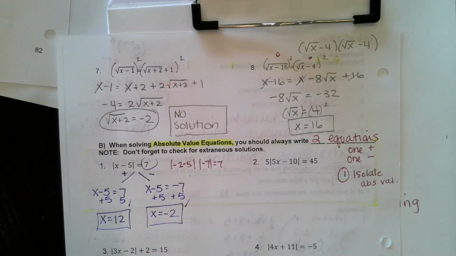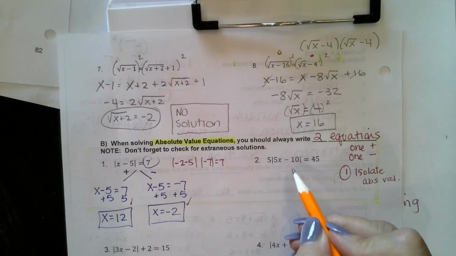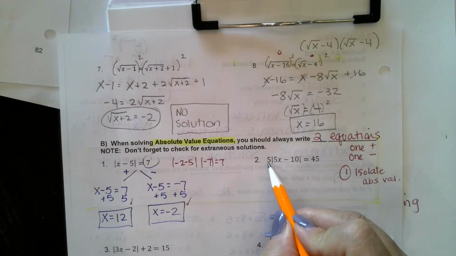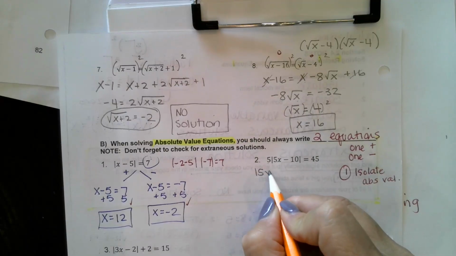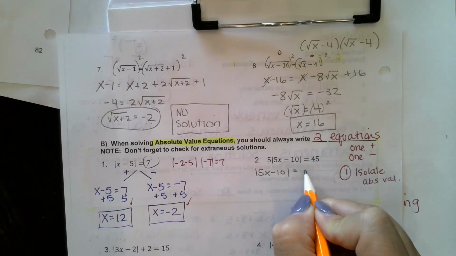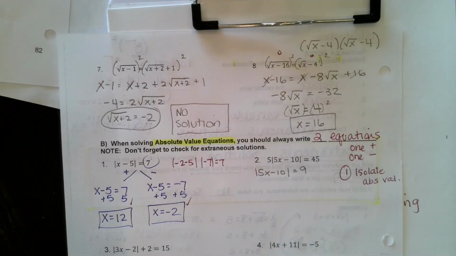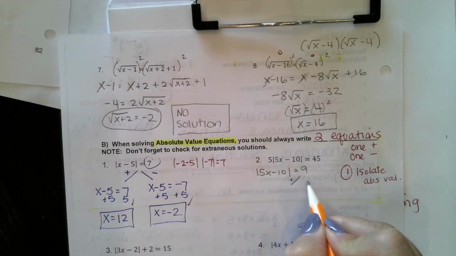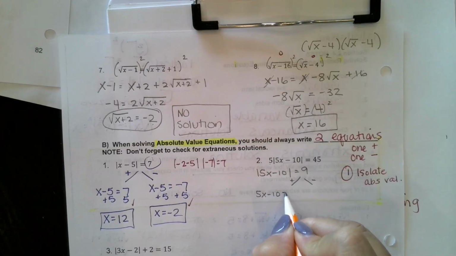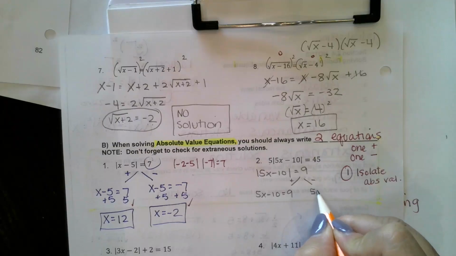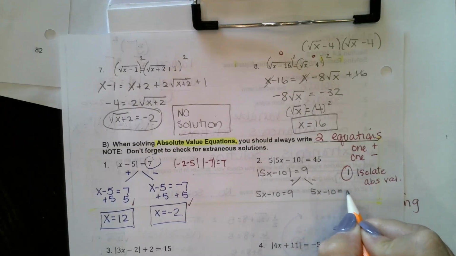Okay? Now, with this one, I want to isolate, so I'm going to divide this side by 5. Divide this side by 5, and so what I end up with is 5x minus 10 equals 9. That's my isolated equation. So now I make one positive and one negative. 5x minus 10 equals 9, and 5x minus 10 equals -9.